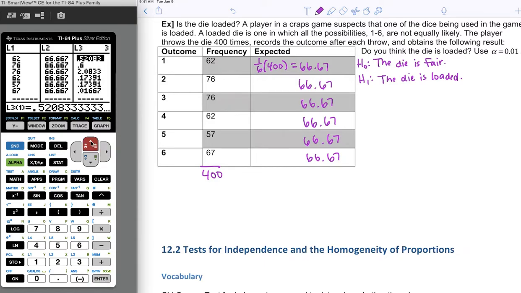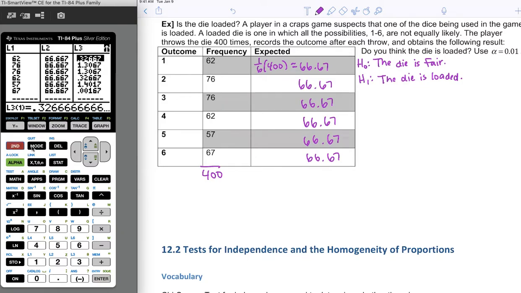Okay, now let's redefine list 3. So I'm going to clear this off. So go to the top, highlight it, press enter. Now we're allowed to define list 3 with a formula. So it's going to be observed counts minus expected counts squared divided by expected counts. Okay, so here are my chi-squared contributions, which I need to add up.